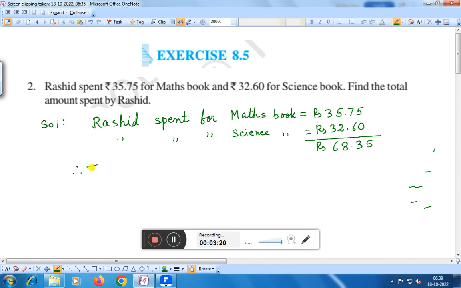Therefore, total amount spent by Rashid is rupees 68.35. Okay.